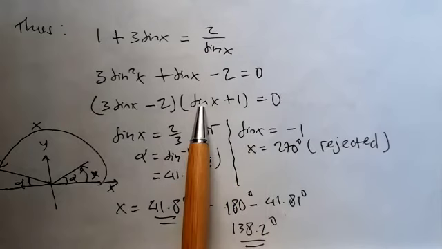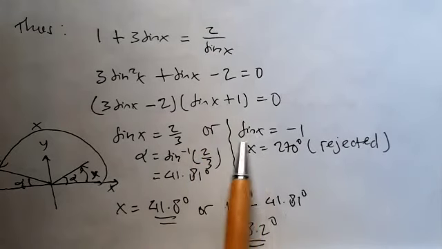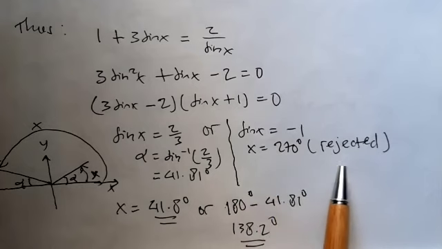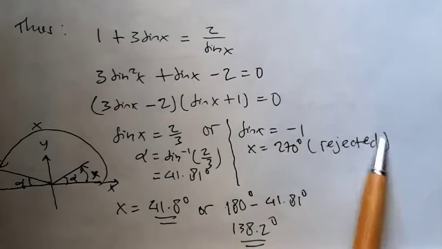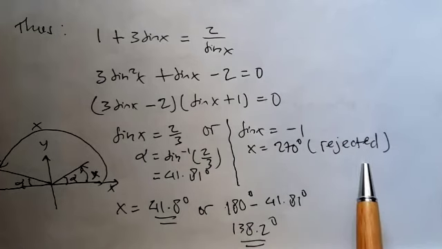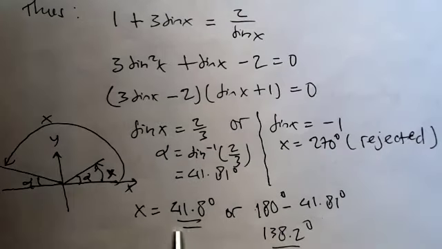The other solution, when the second factor is 0, sin x is minus 1, and x is 270 degrees, which is rejected because 270 degrees is not in the domain. Thus, there are two solutions for this question: 41.8 degrees and 138.2 degrees.